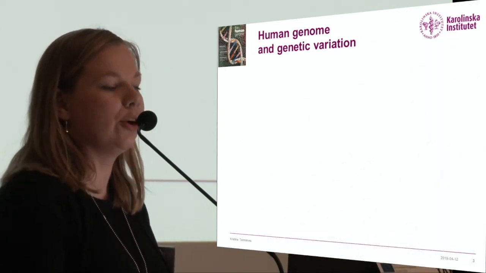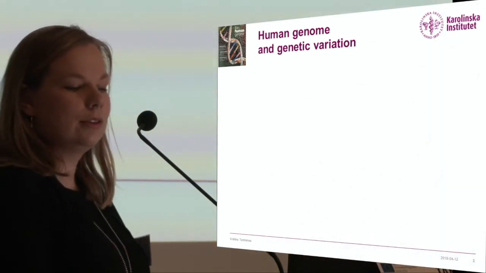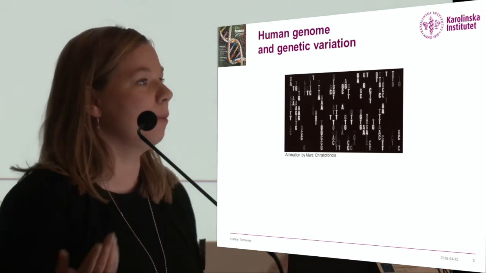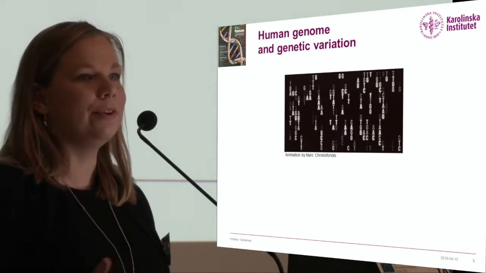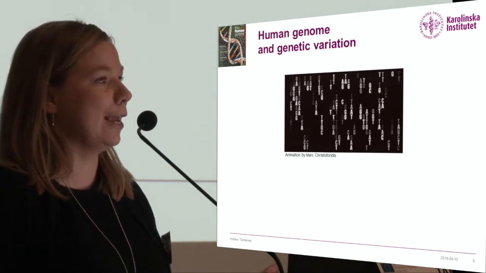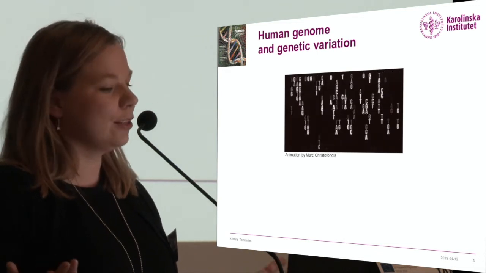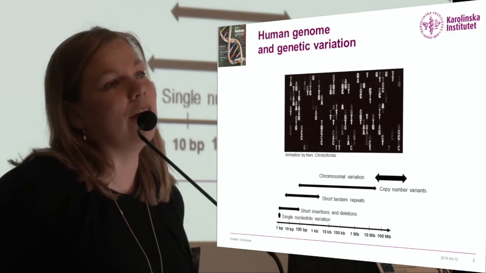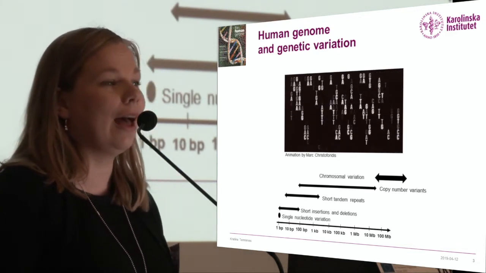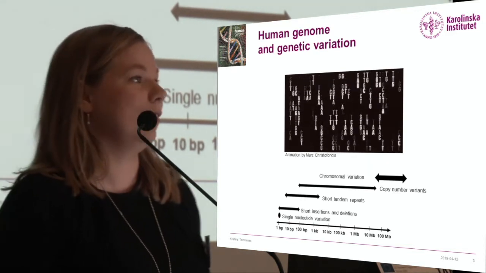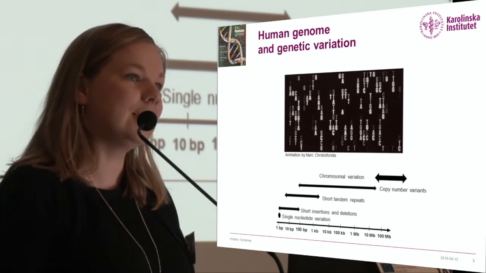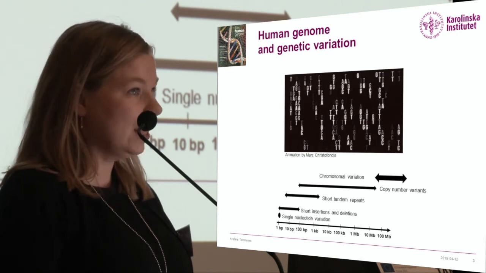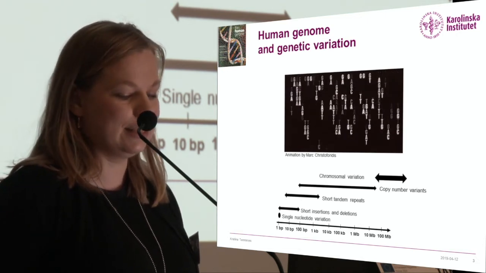So, human genome and genetic variation. We all have 3 billion base pairs, and a large part of it is the same, right? But what makes us unique is the genetic variation. We really have a large amount of genetic variation that makes us unique, and we can categorize it based on different effects, but also different sizes.